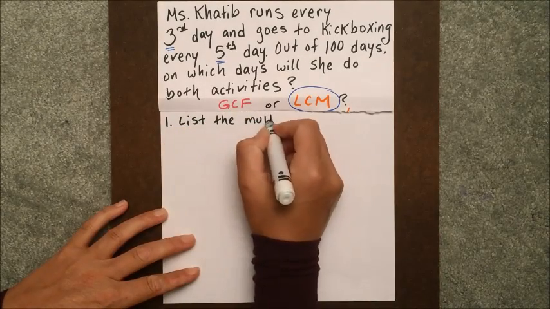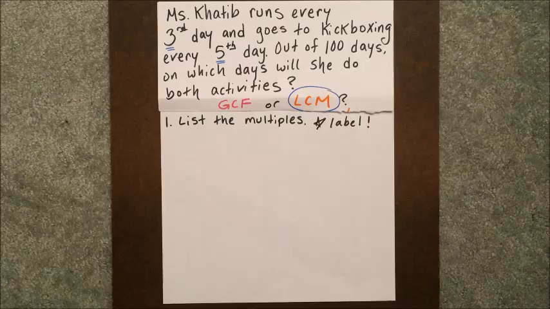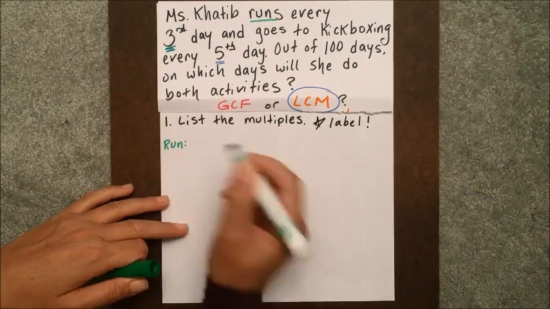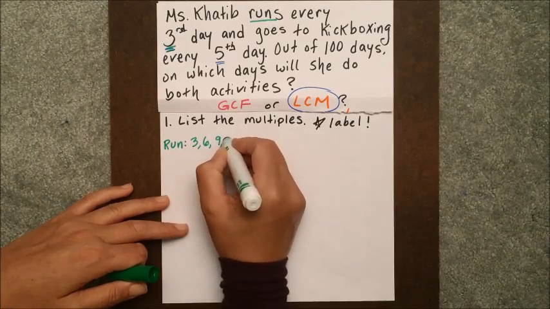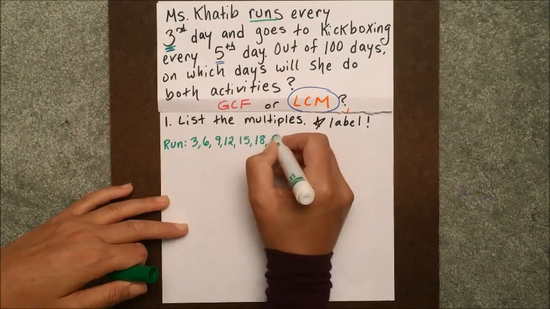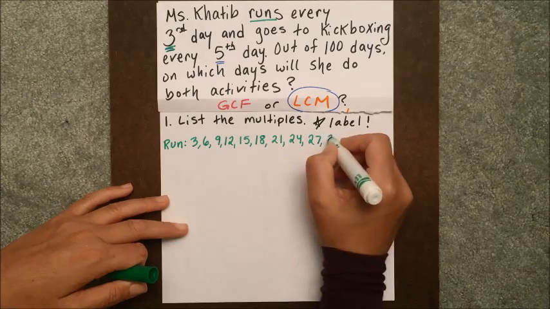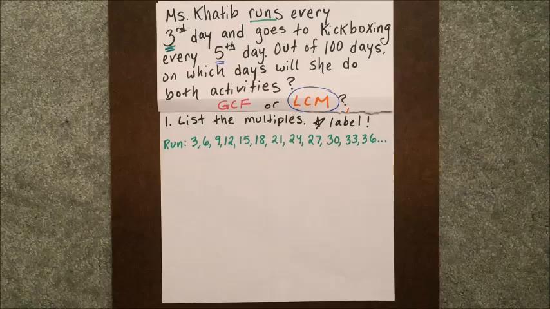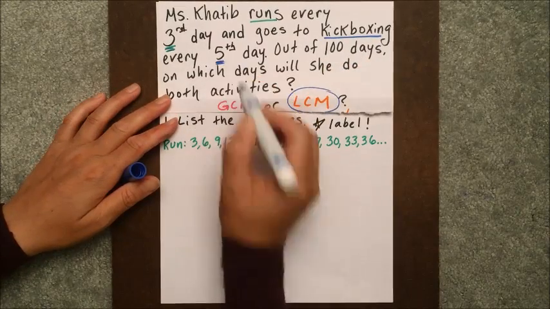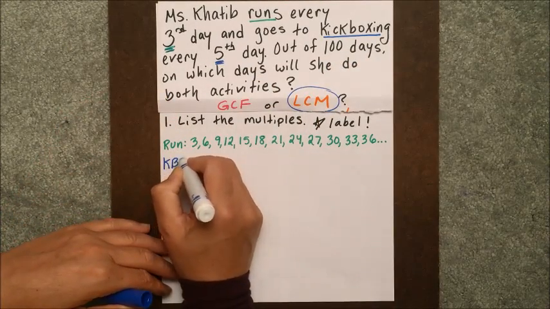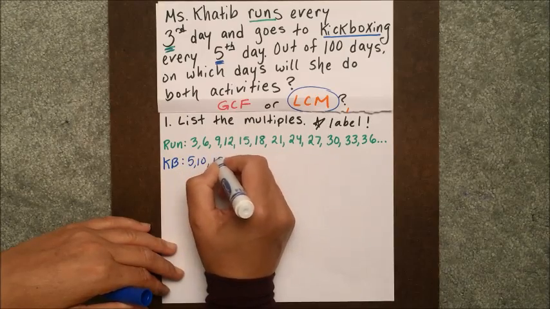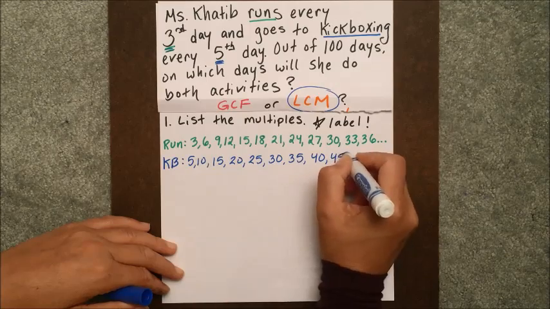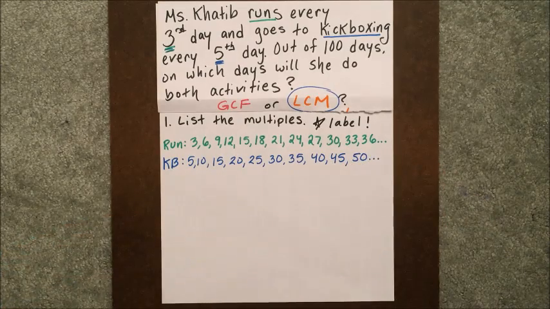Okay, our first step is to list the multiples, and remember, you want to label everything. So the days that I will go running are on the 3rd day, the 6th day, the 9th day, and you keep listing out the multiples. You could go out to 100 or out to about here, and then I'll show you a way to get the rest of the numbers at the end. Okay, so the days we do kickboxing are the 5th day, the 10th day, and you list out all of the multiples of 5, and those are the days that we go kickboxing.